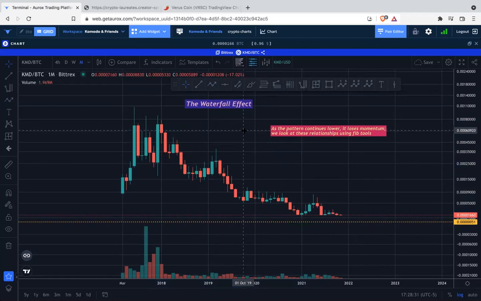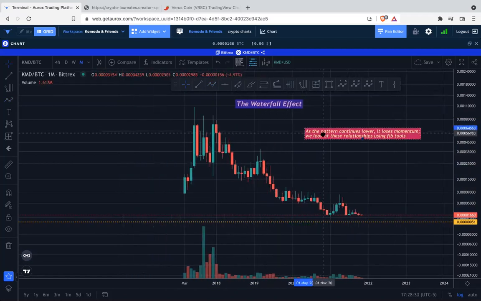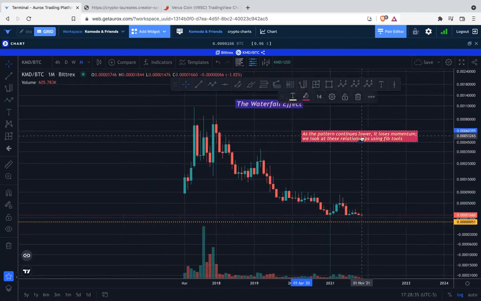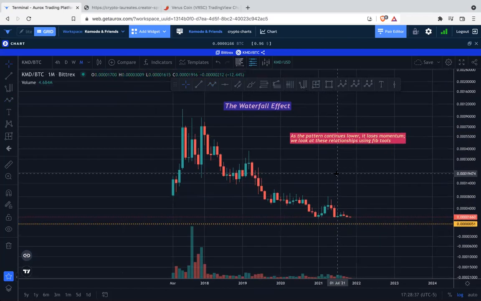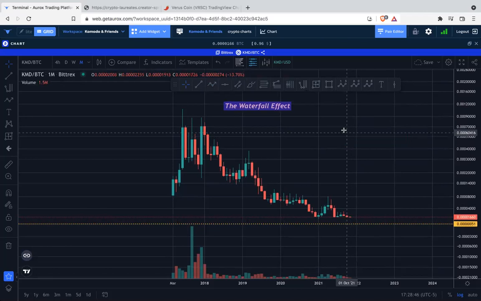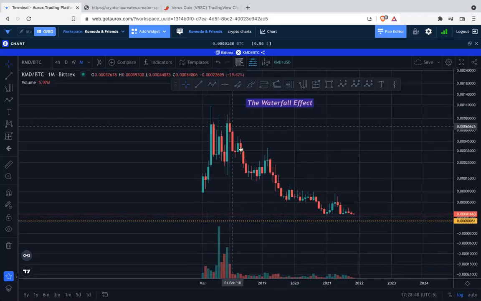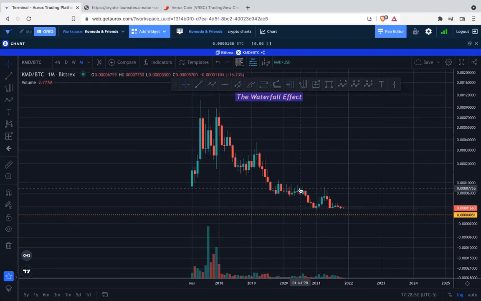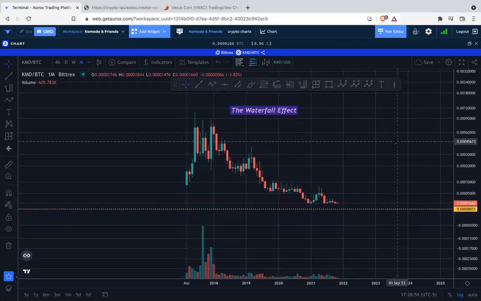The complex correction, basically the idea becomes that as the pattern continues lower or higher, depending which direction it's going, as the pattern continues lower, it loses momentum. And so we're going to look at these relationships using Fibonacci tools, extensions particularly. We're going to compare these trending moves. And there are 3 of them with intermediate, what will be considered X waves.